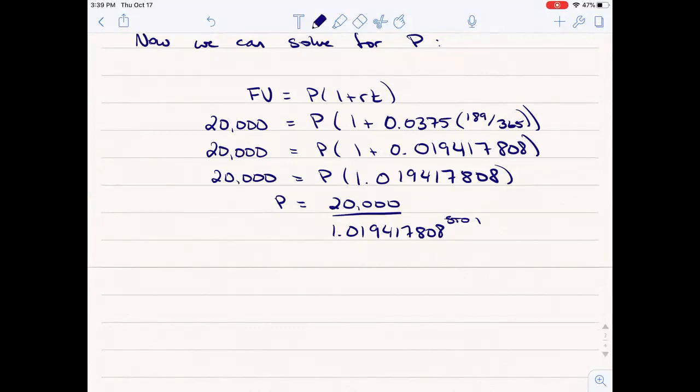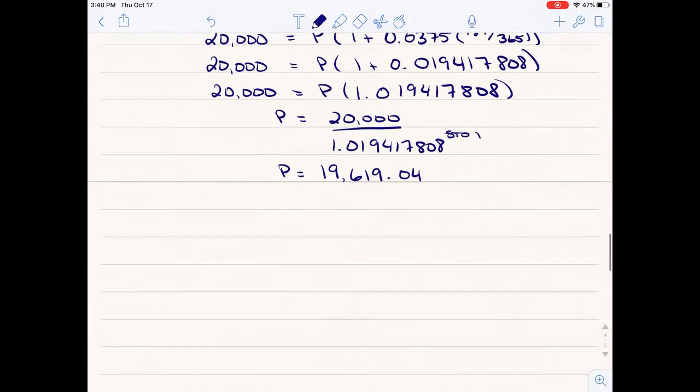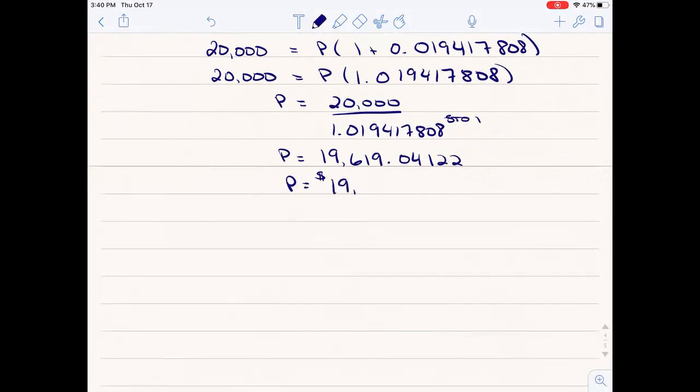So we got P is 19,619 point, and I'll show all my decimal places so that you can check to make sure that you get the same values. 04122, but P is in money, and so 19,619 and 4 pennies.